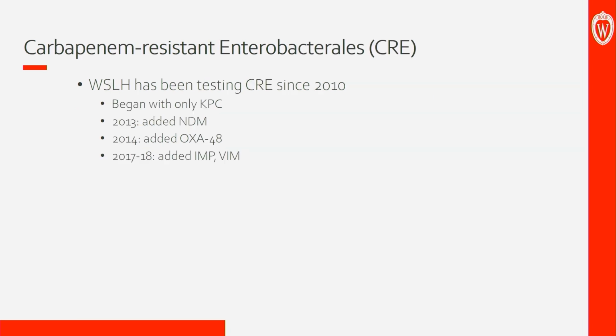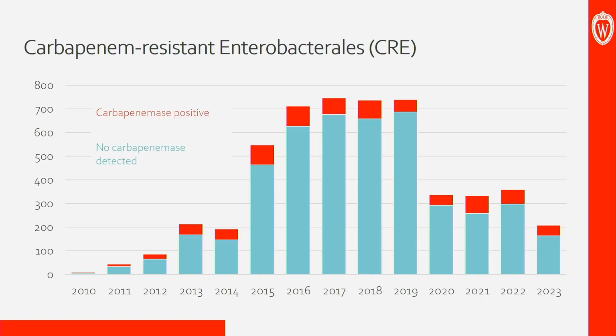So we have been testing for CRE since 2010, since long before the AR lab network. We began with only KPC and then slowly added NDM and OXA48, and then when the AR lab network funding came around, we added IMP and VIM testing. These are isolates tested in Wisconsin. You can see we started off very low. We were testing a lot in the years before the pandemic, and then it dropped down.